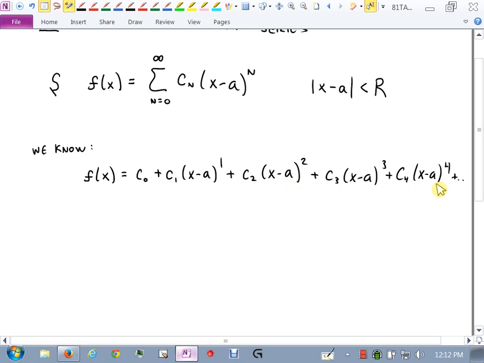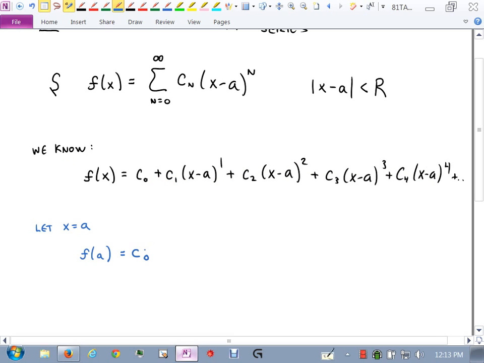Okay, here's what we're going to do. First, we're going to let x be equal to a. If x is a, then what do you get? You get f of a. Look at this equation right here. You get f of a equals, everything is 0 except what? C sub 0.